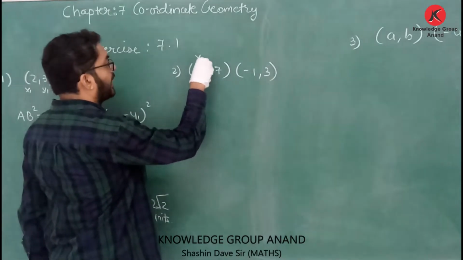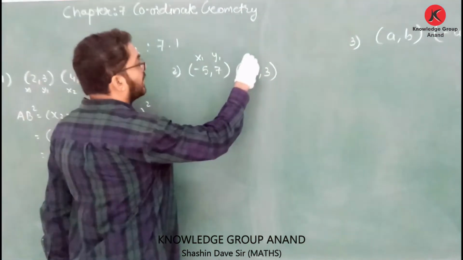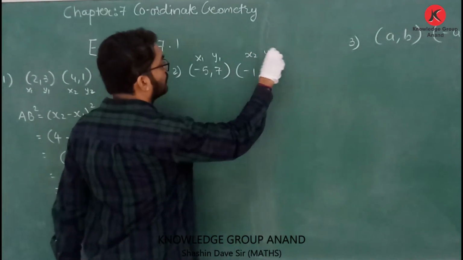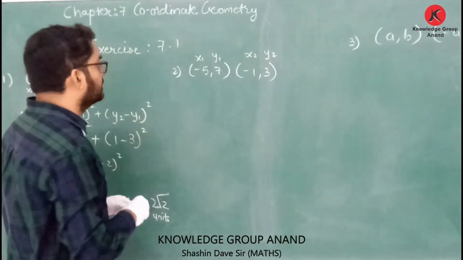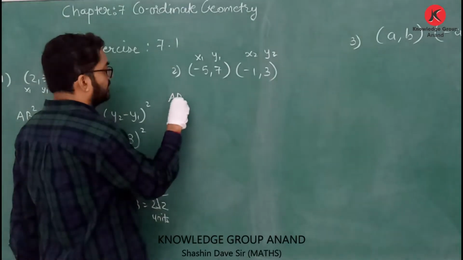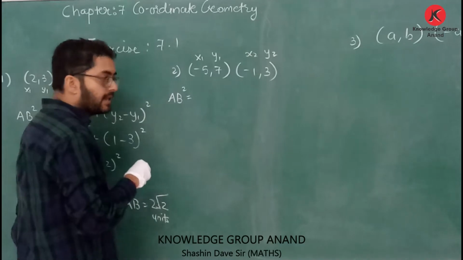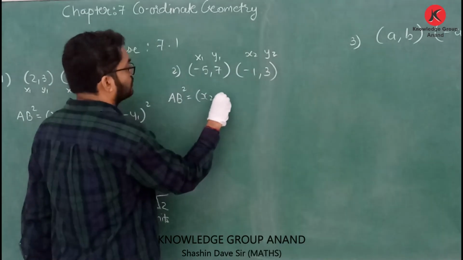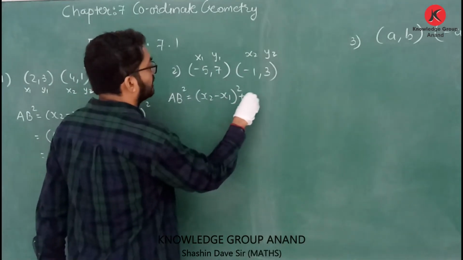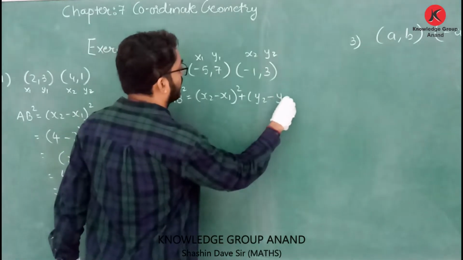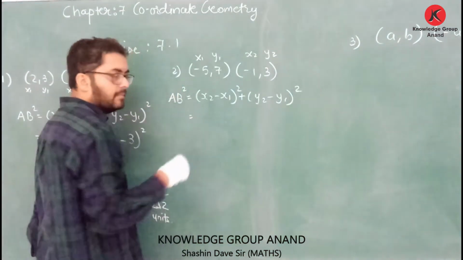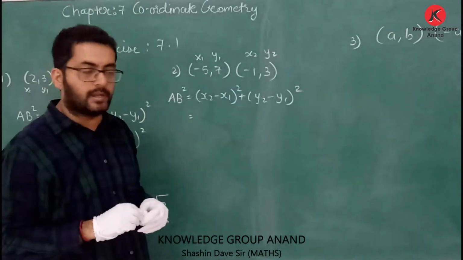This is your x1 y1 and this is your x2 y2. Again distance formula will be same, distance between these 2 points AB square will be equal to x2 minus x1 whole square plus y2 minus y1 whole square. अब हमको कुछ और नहीं करना है, हमको सिर्फ वैल्यूज ही पुट करनी है.